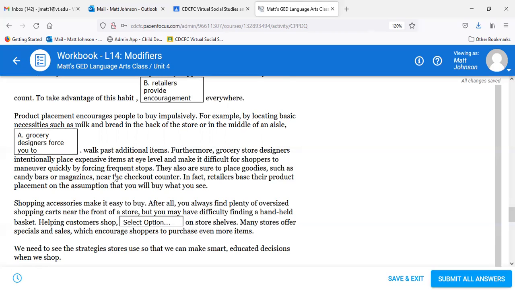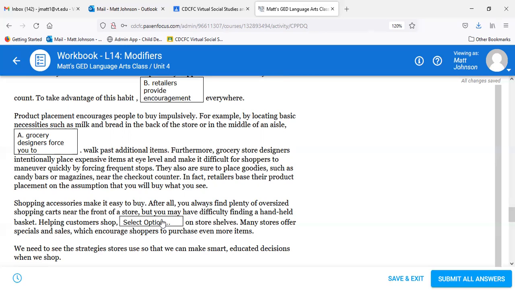Furthermore, grocery store designers intentionally place expensive items at eye level and make it difficult for shoppers to maneuver quickly by forcing frequent stops. They also are sure to place goodies such as candy bars or magazines near the checkout counter. In fact, retailers base their product placement on the assumption that you will buy what you see. Shopping accessories may make it easy to buy. After all, you always find plenty of oversized shopping carts near the front of a store, but you may have difficulty finding a handheld basket.